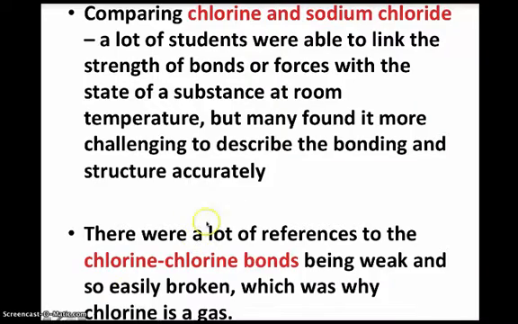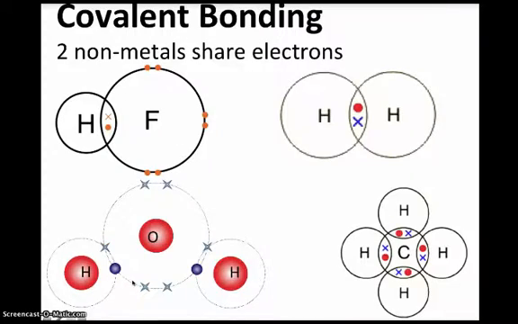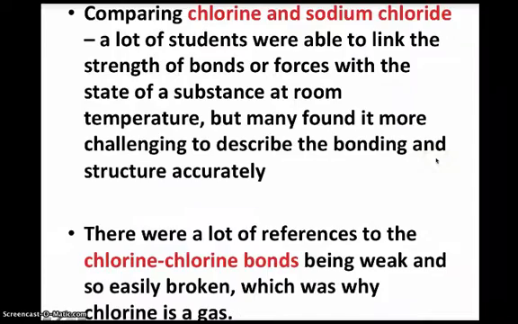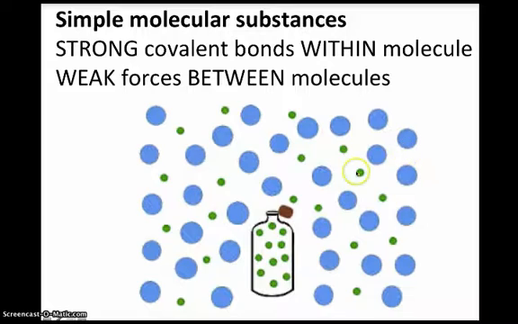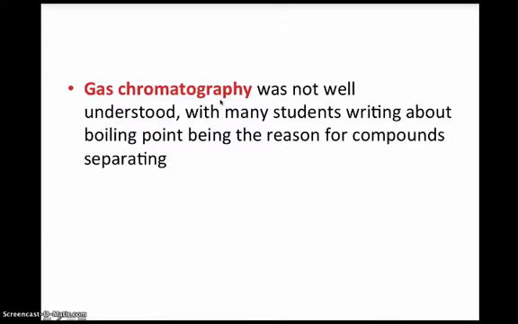But they fell down when they were talking about chlorine-chlorine bonds being weak and easily broken, which is why it's a gas. Now that is wrong. What they should have said was that in a gas, a diatomic molecule like hydrogen or chlorine, the bond inside the molecule is strong, but the intermolecular force between the molecules is weak. So it's strong covalent bonds within the molecule, weak forces between the molecules.